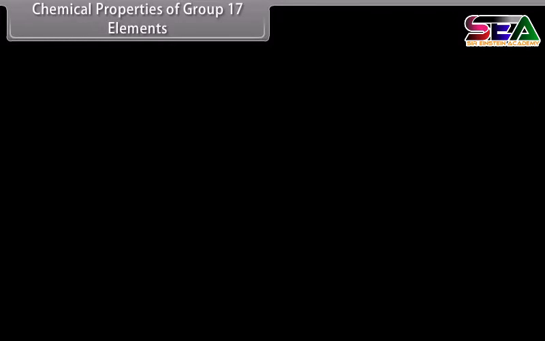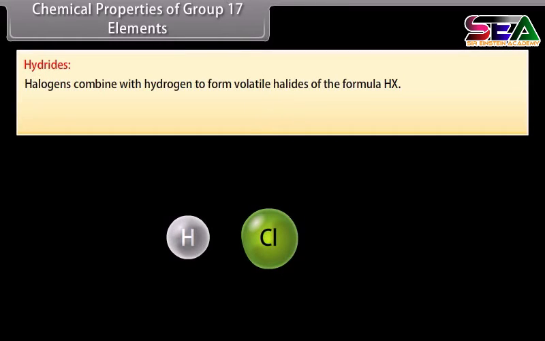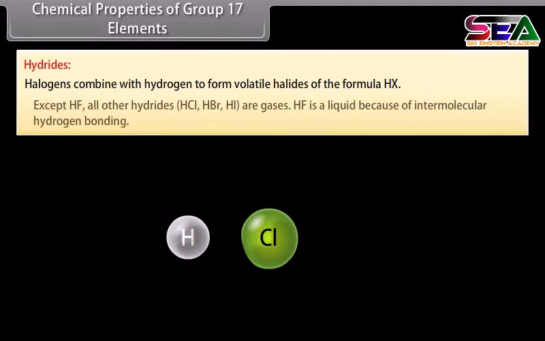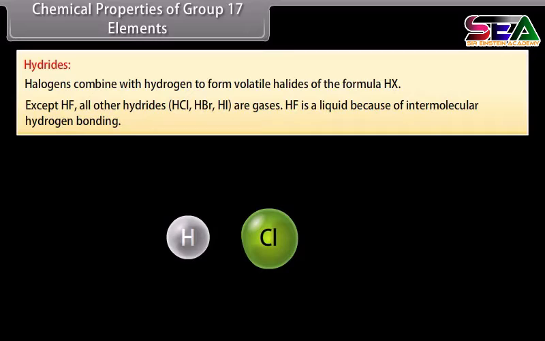Chemical properties of group 17 elements. Some important trends in the chemical reactivity of the compounds of these elements are the following. Hydrides. Halogens combine with hydrogen to form volatile halides of the formula HX. Except HF, all other hydrides HCl, HBr, HI are gases. HF is a liquid because of intermolecular hydrogen bonding.